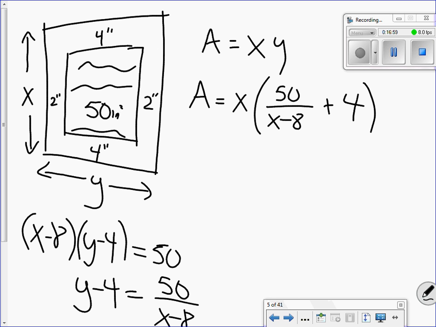All right, let's distribute, clean it up a little. Oh, we got an equation in one variable. We'll just take the derivative and do our little test. So we have 50x over x minus 8 plus 4x. That's the area. For what values of x is this probably going to make sense?